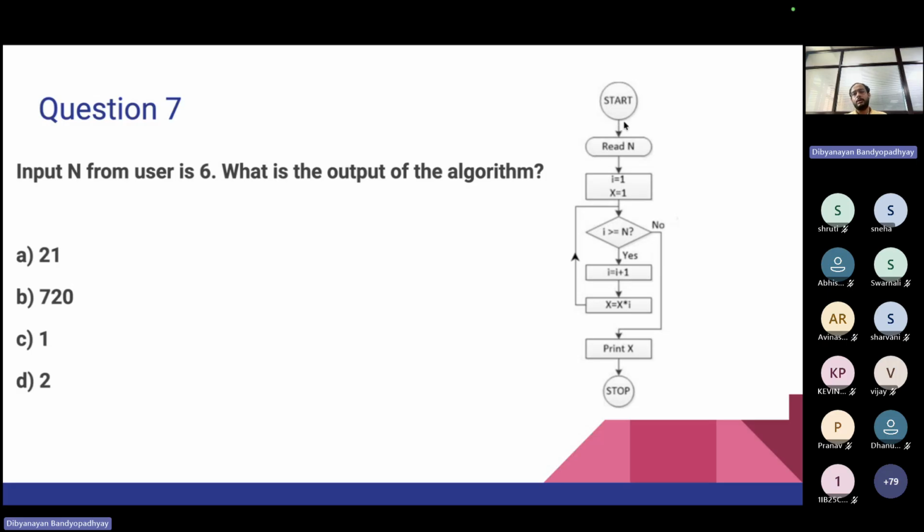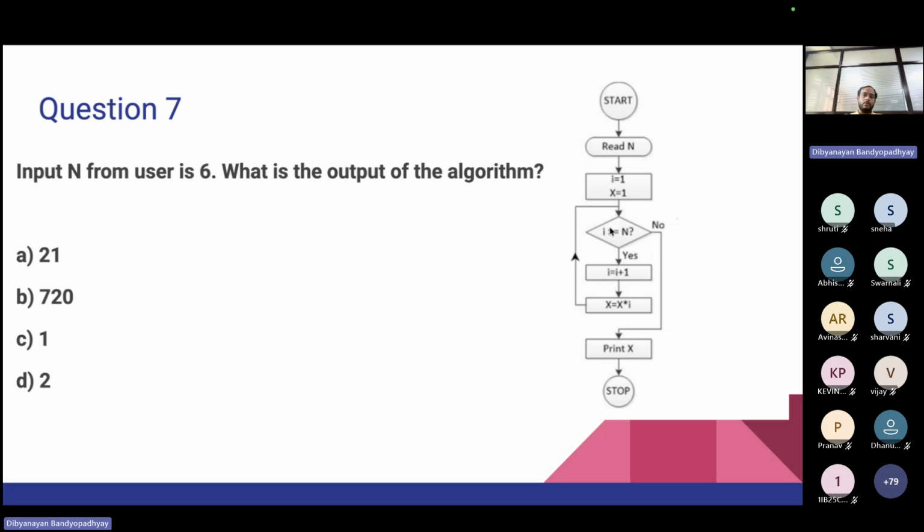So this is the start state, and you read n. Read n means the value of n is provided to you. After that, in the rectangular box, these are the variable values that are assigned initially. Then, if i is greater than or equal to n, that step happens in the diamond box, where you write the condition, the if-else statement. If the result of this operation is yes, then you do this operation, and after that you do this operation, and then you go back to this step, because you follow the arrow.